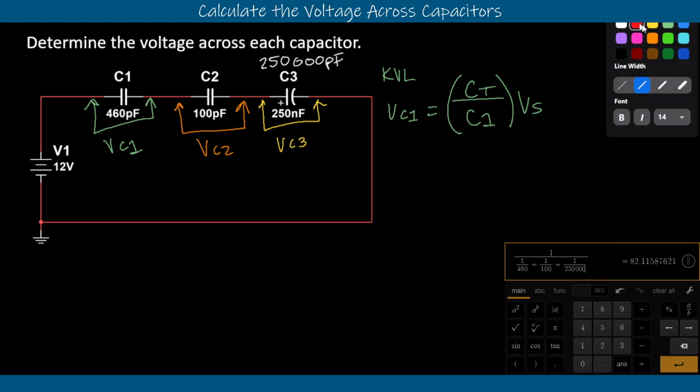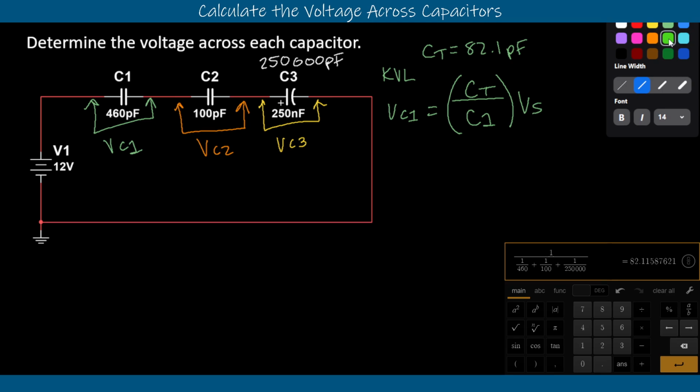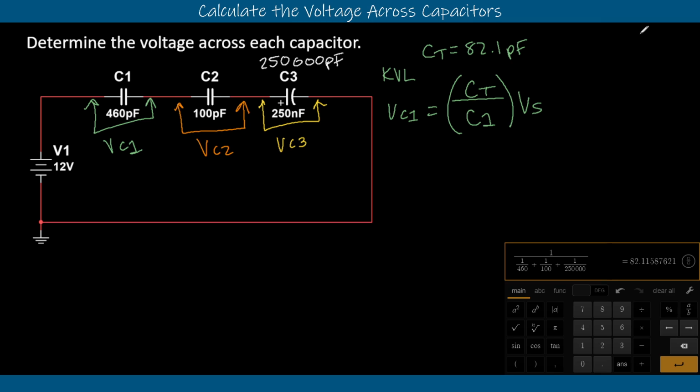And so we can do that here. Say that our VC1 is actually equal to 82, or no, that's our total capacitance, our CT. Our CT is equal to 82.1 picofarads. So we'll plug that in for our equation here now that we know each one of them, and we can say that our VC1 is equal to CT, 82.1 picofarad, divided by C1, which is 460 picofarad, and we'll multiply that entire thing by our voltage source of 12 volts.